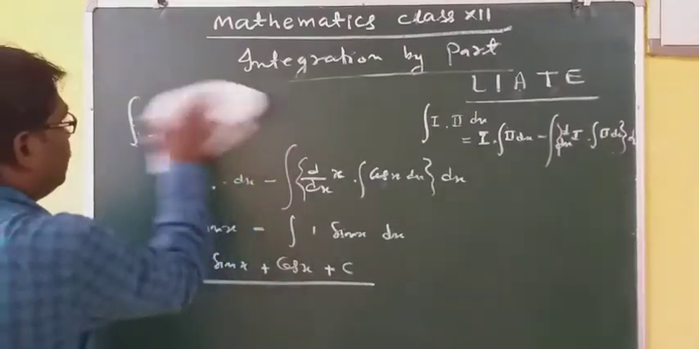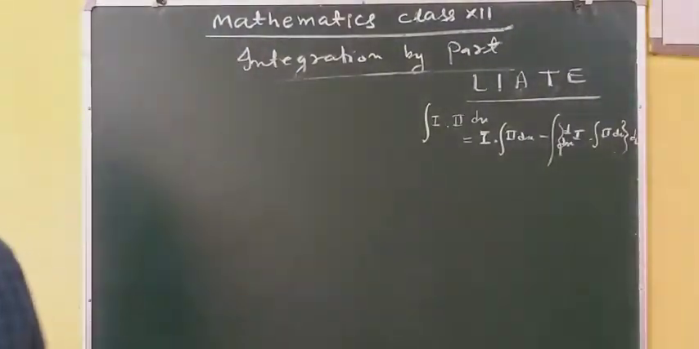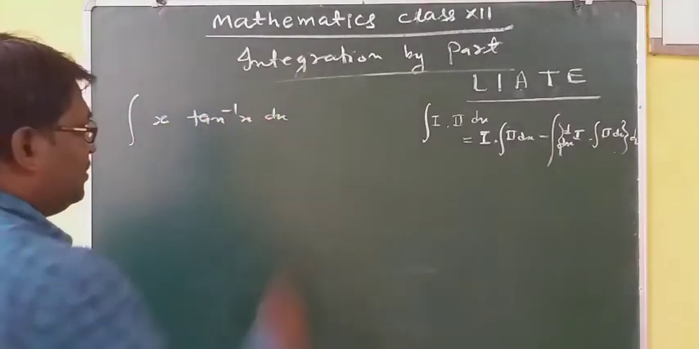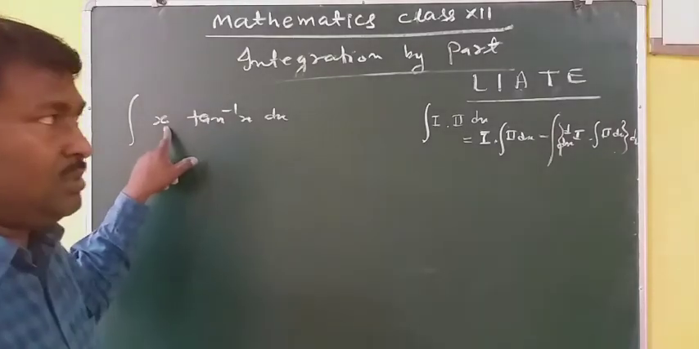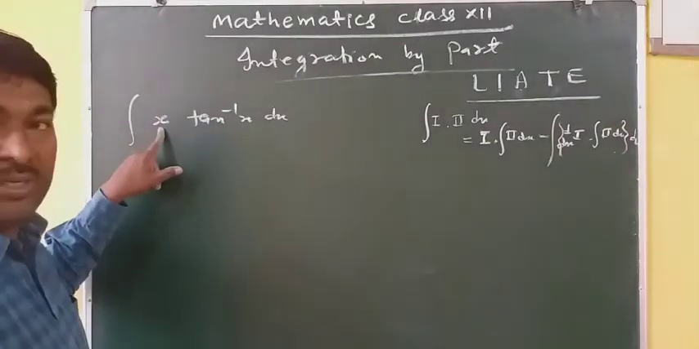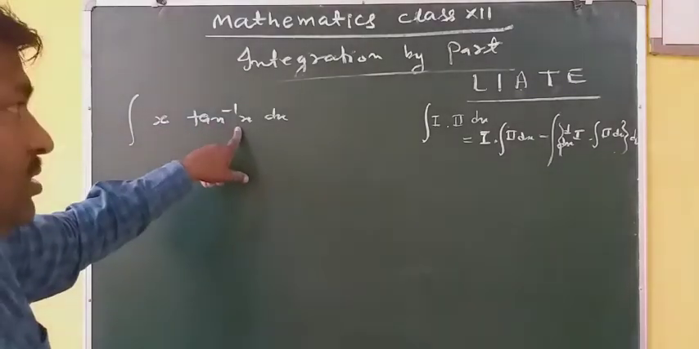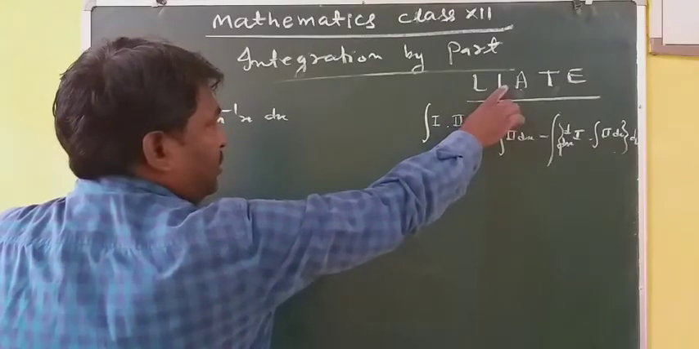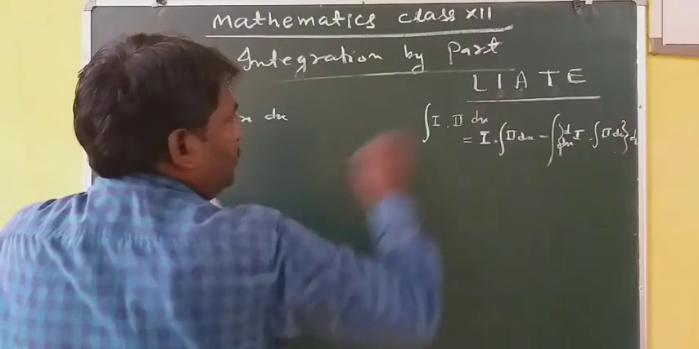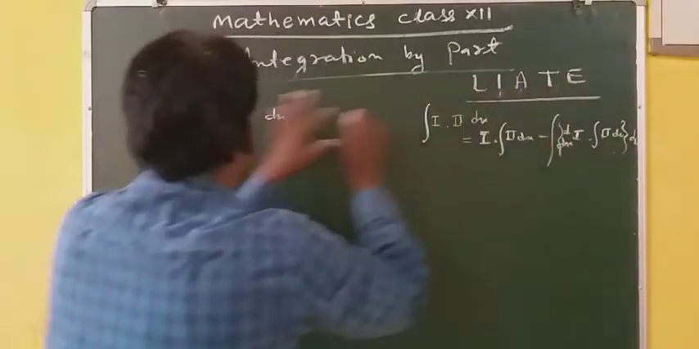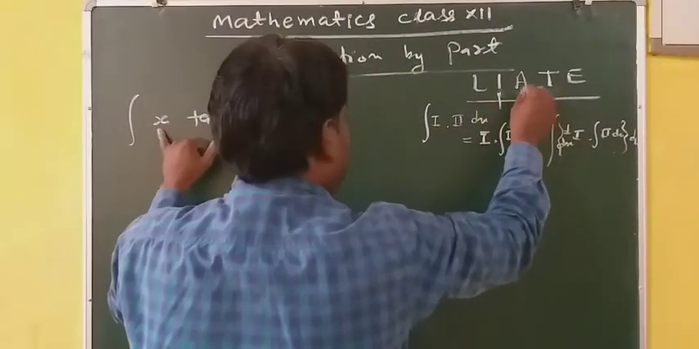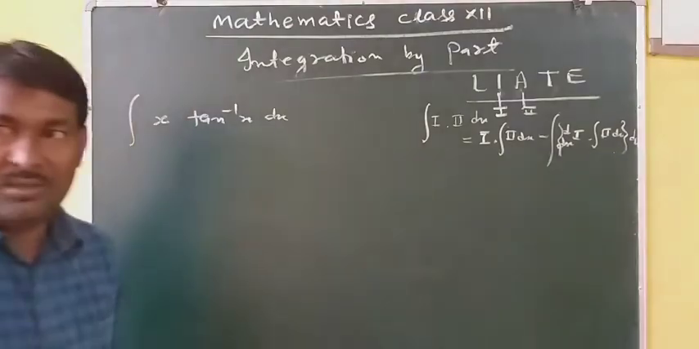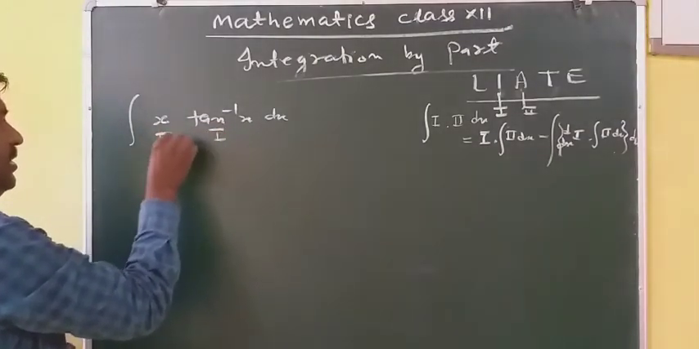Now one more question. Integration of x tan inverse x. Yes. Now see, what functions are available here? Algebraic, and this is tan inverse x, it means inverse trigonometric function. So inverse trigonometric function is coming first, algebraic function afterward. So you have to check here which functions are present. Out of these two functions, which one is first? So take that one as first and another as second, right? So this one is first and this one will be taken as second.